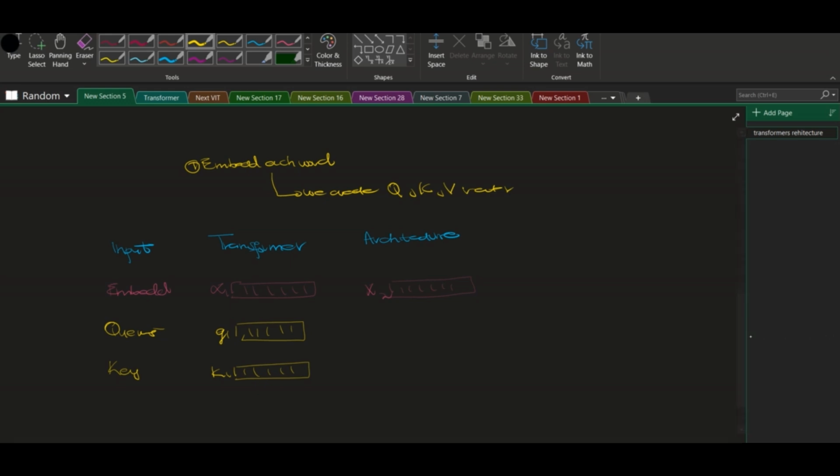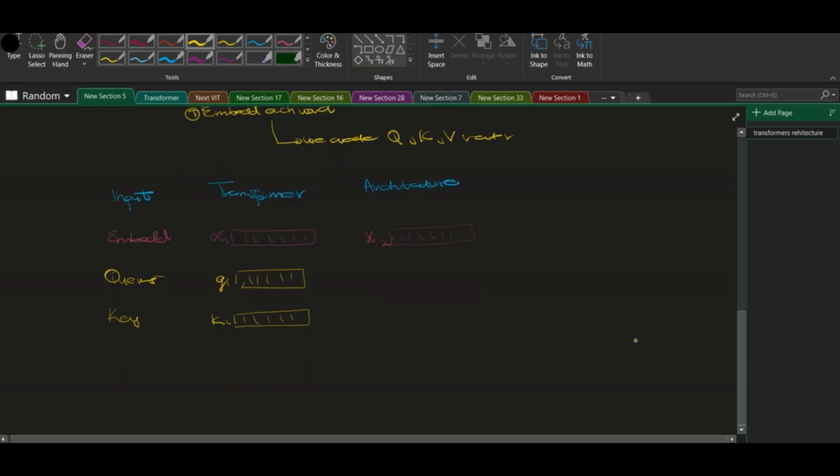These vectors essentially help us to extract context. Okay, just stick with me for now. So we have query, we have key, then we have value. Okay, we're going to say v1.